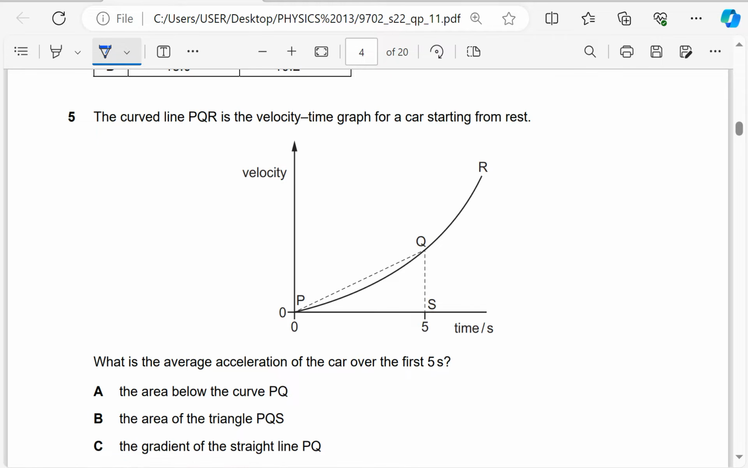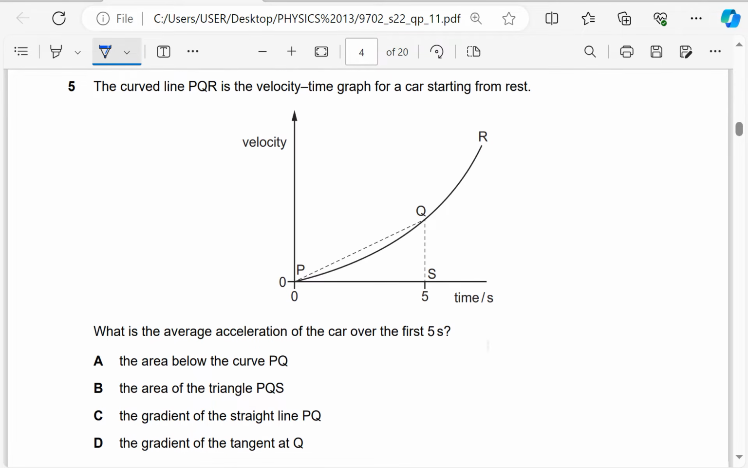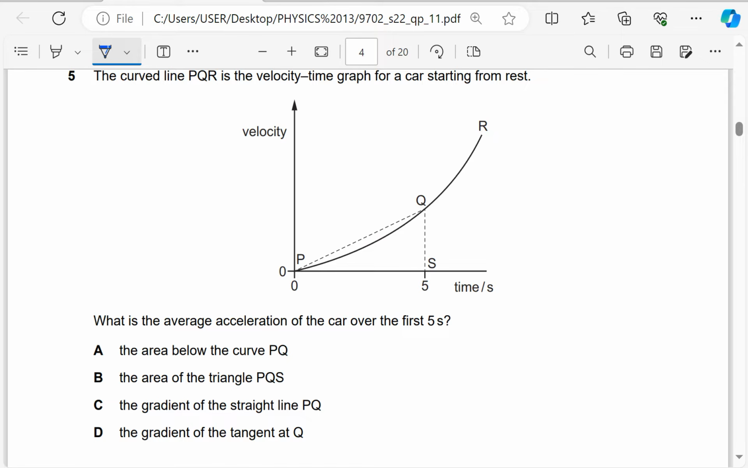The curved line PQR is the velocity time graph for a car starting from rest. That means initial velocity is 0. What is the average acceleration of the car over the first 5 seconds? So remember, acceleration is going to be the gradient of a velocity time graph. So where we see area, it means it will be wrong. Area of a triangle would be wrong.